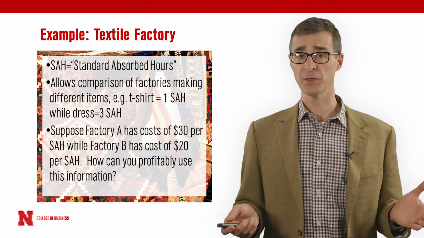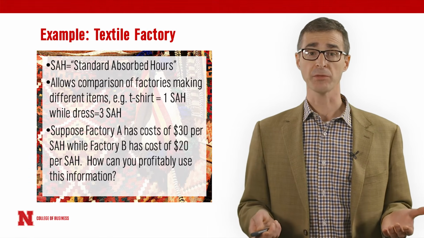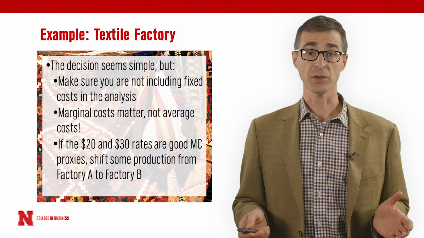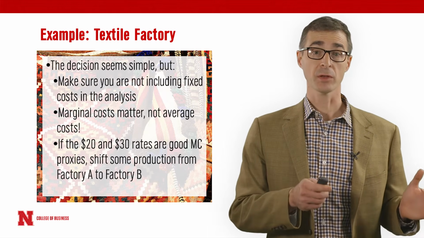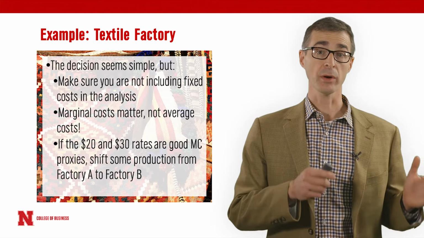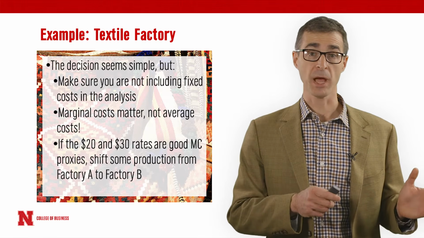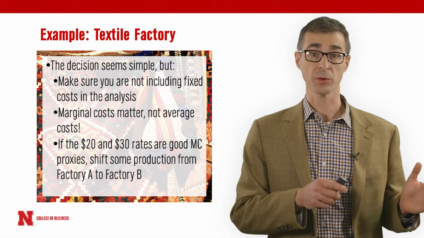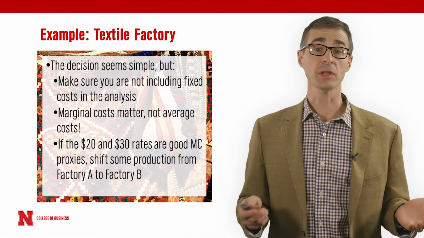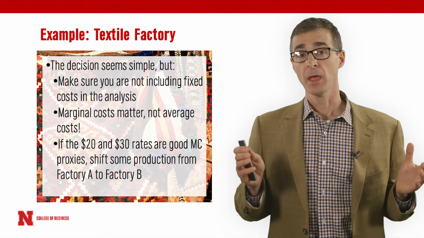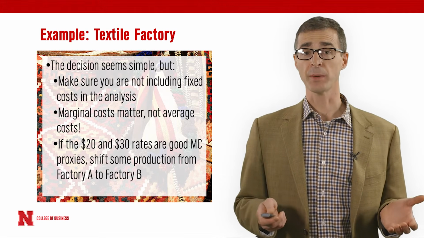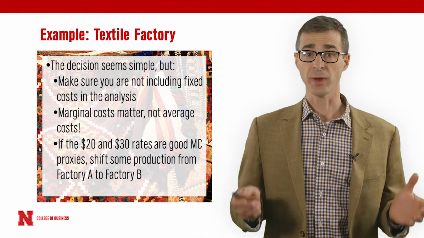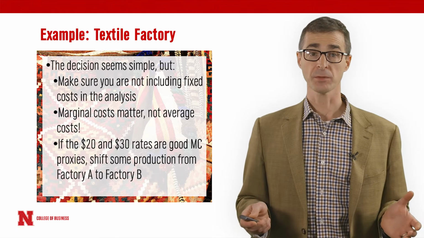How could the company use that information to improve profitability? The obvious answer would seem to be that the production should be moved or migrated to the cost center with lower costs per standard absorbed hour, the $20 per standard absorbed hour at plant B. And this indeed would be the right decision. Bear in mind, however, that the cost per standard absorbed hour is not really a direct measure of marginal cost.